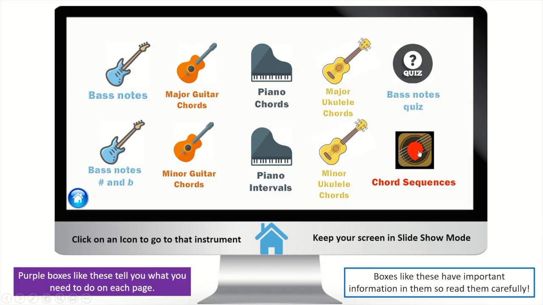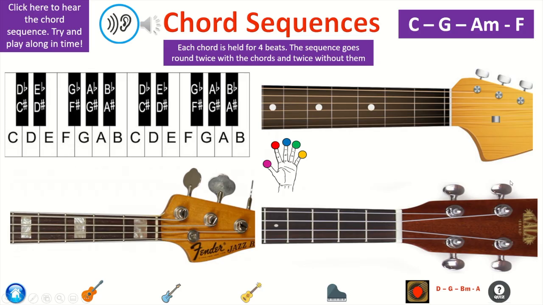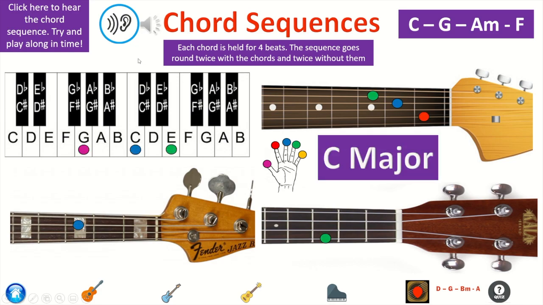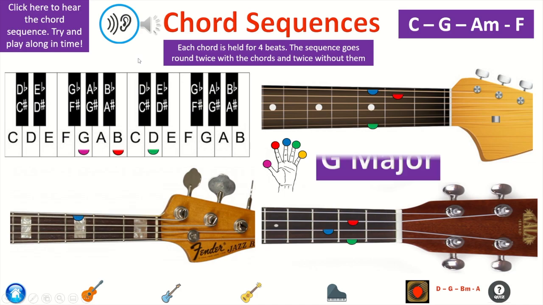Now from the home screen you can click on the chord sequences icon, and this takes you to a set of chords that you can play along to interactively. We have the piano chords, the guitar chords, the bass notes and the ukulele chords all on screen, and if you click this little ear in the top left hand corner, it plays through the chords, as you can hear, and each of the chords for each of the instruments pops up at the correct time, so you can learn to play along in time with the chords as they change.